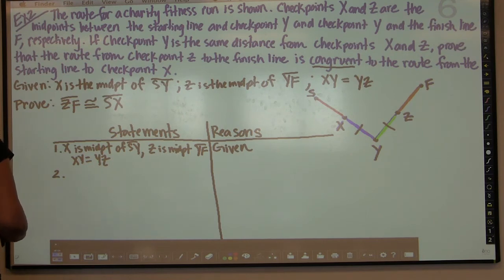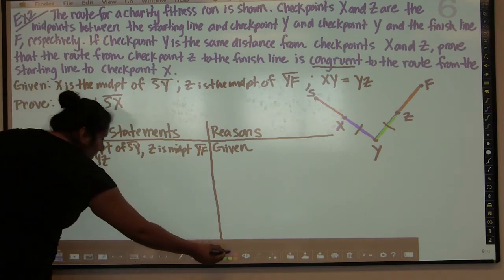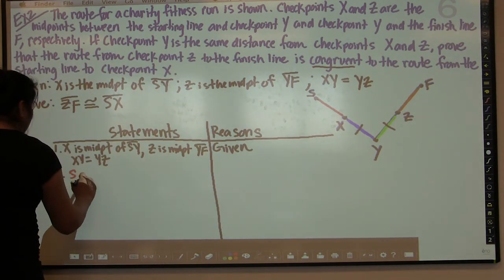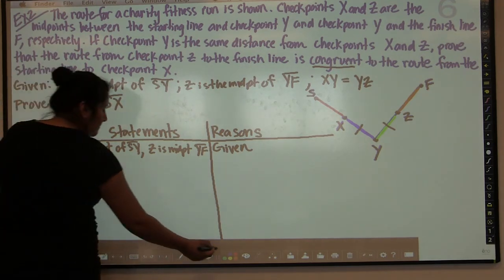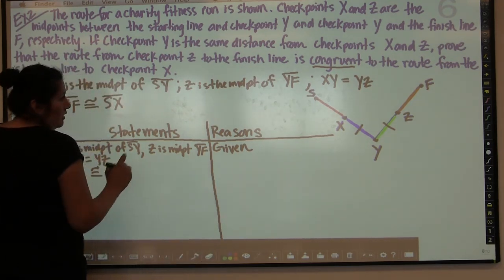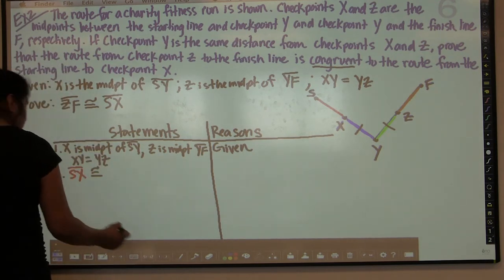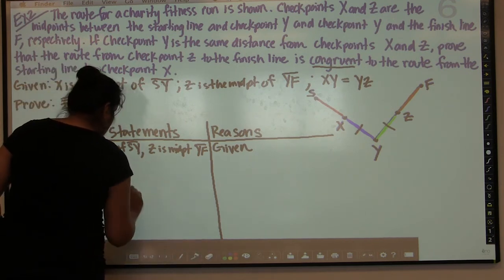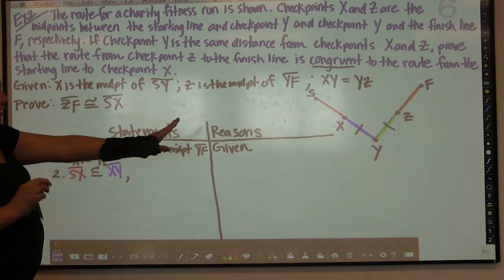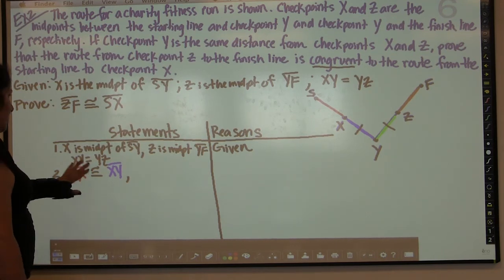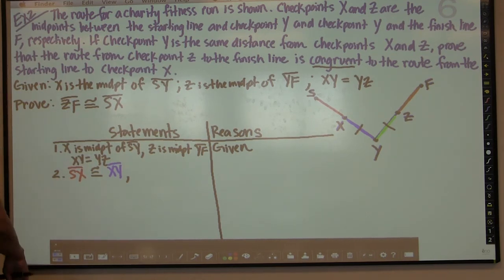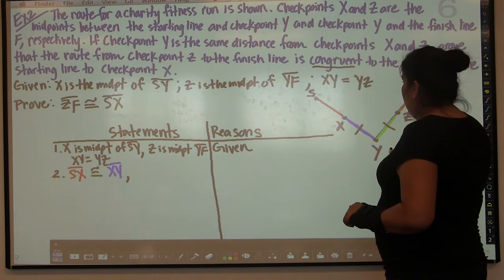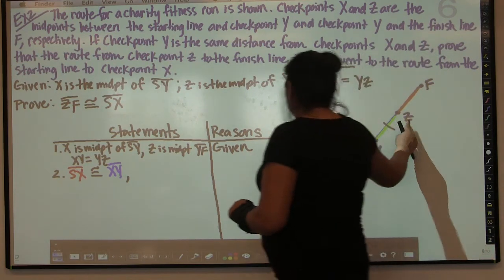Okay? So now in step 2, what does it mean to be the midpoint? Well, if X is the midpoint of SY, it means that SX is congruent to XY. I've color-coded it on the diagram and on the actual proof so you can keep things straight. But we also know that Z is the midpoint of YF, so that means YZ is congruent to ZF.